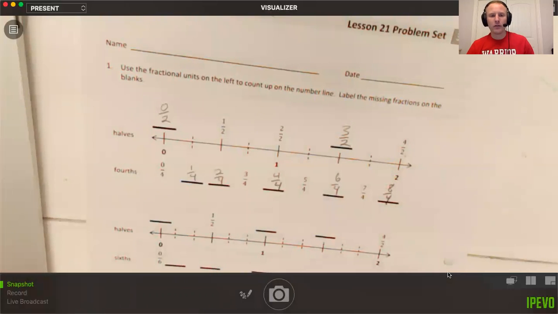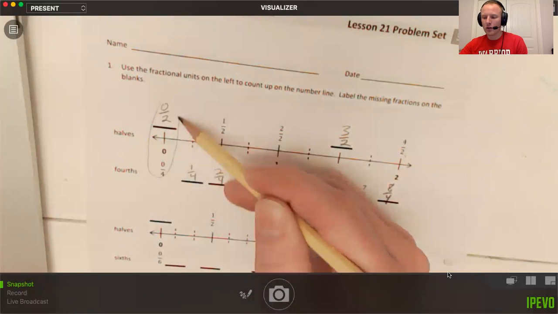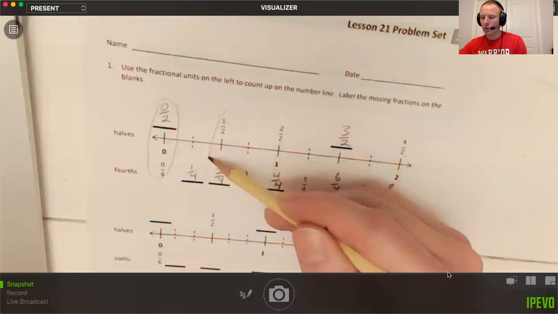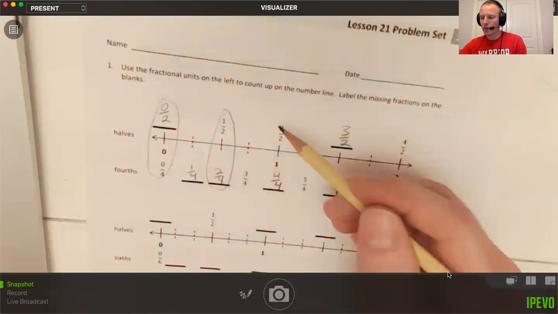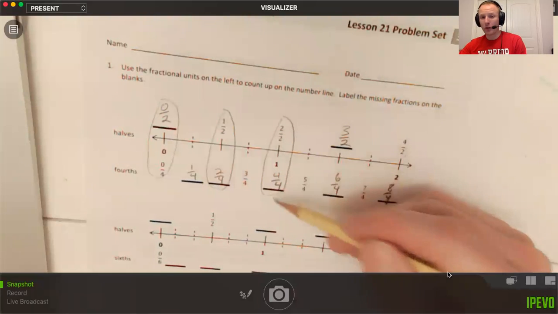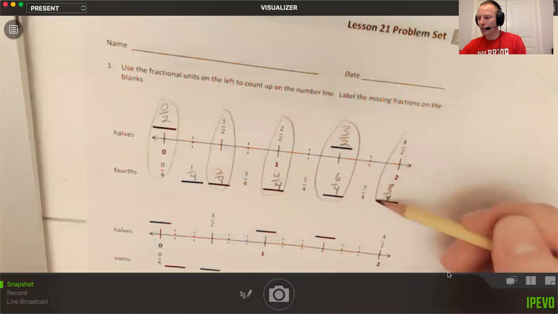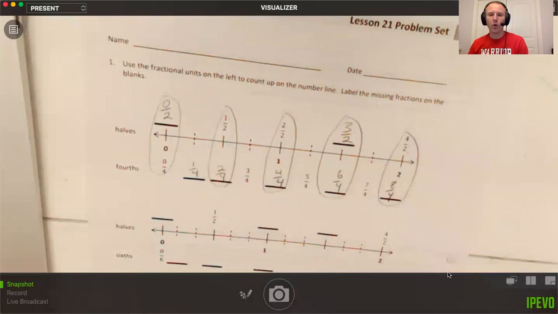So now that we have that filled in, we can take a look at this and understand that, for example, I'll circle all the similar ones: 0 halves and 0/4, 1/2 and 2/4, 2 halves and 4/4 is equal to 1. So all 3 of those things are equivalent. 3 halves and 6/4 are equal, and 4 halves, 8/4, and 2 wholes are all equal as well. So anything that's circled there, we do consider equivalent fractions.